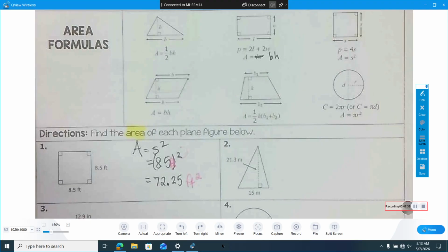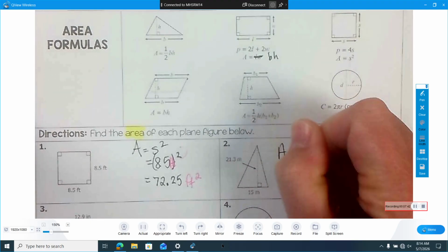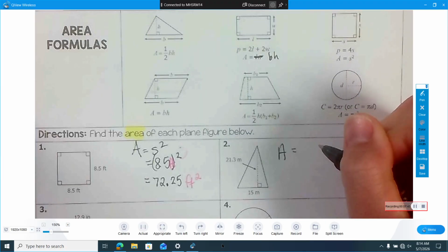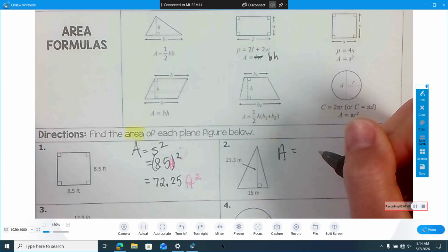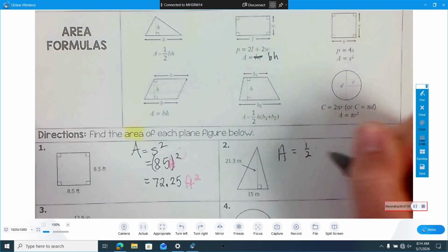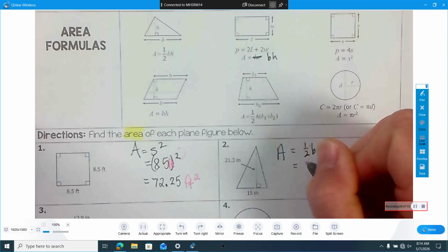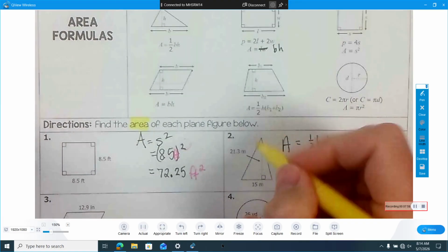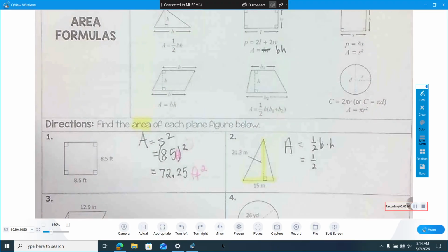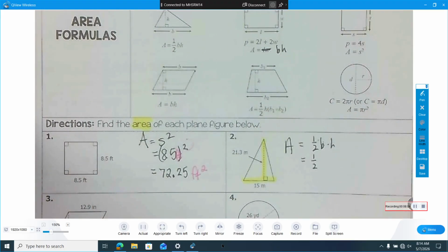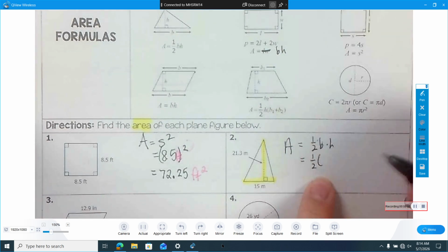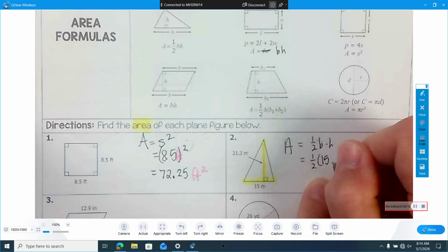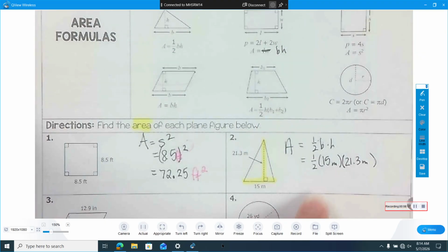All right, what shape is number 2? Triangle. What's the formula for a triangle? 1/2 base times height. Good. And what's special about a base and a height? They're always perpendicular. So we have a base and a height right there. Those are the two things that are perpendicular. Does it matter which is which? It really doesn't matter. So this is 15 meters times 21.3 meters.